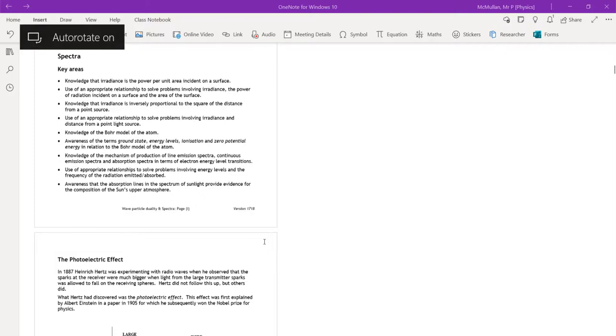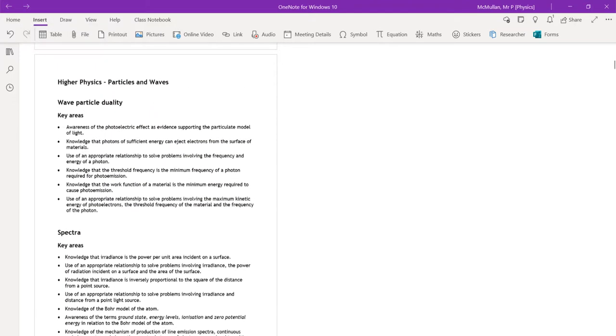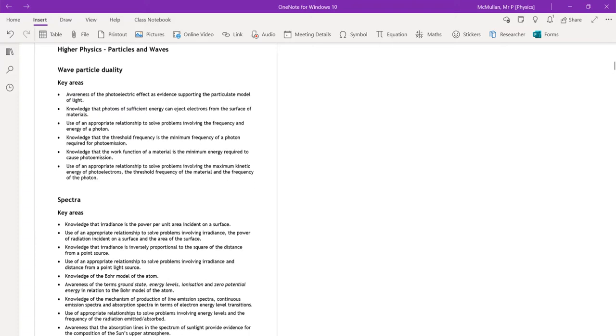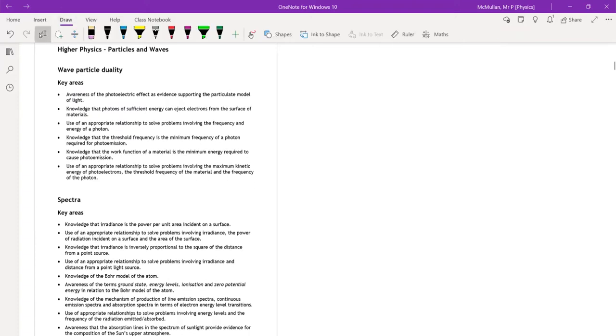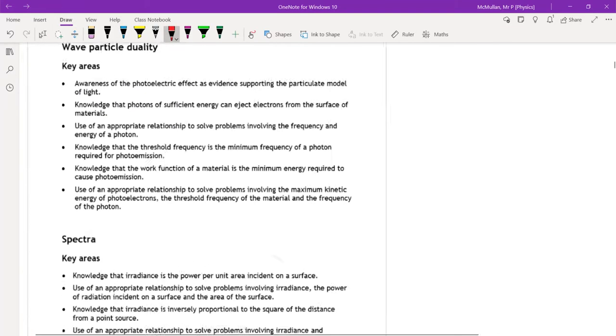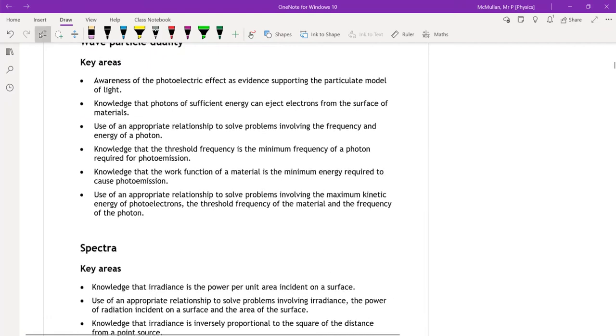Okay, so we have the new booklet, wave particle duality and spectra. Key areas you need to know are listed in the front as usual, and you can use these when you're revising this booklet to ensure that you've covered all the bases.